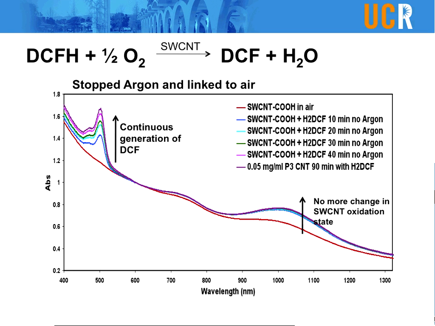So you will see the increase of absorption of DCF continuously, but no change in carbon nanotube anymore, because those carbon nanotube oxidizing species were already consumed in argon by DCFH. And then after we put it in atmosphere, the oxidation continues with oxygen. And then we see the generation of DCF increase. So this demonstrated that oxygen is the second oxidizing agent in the solution.